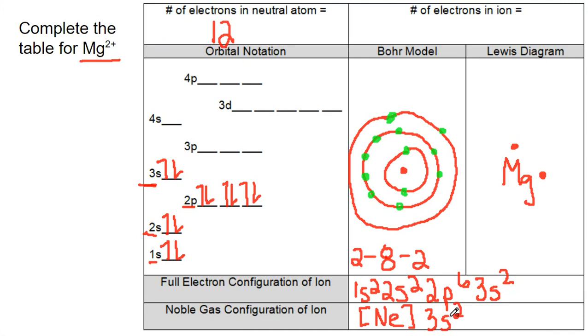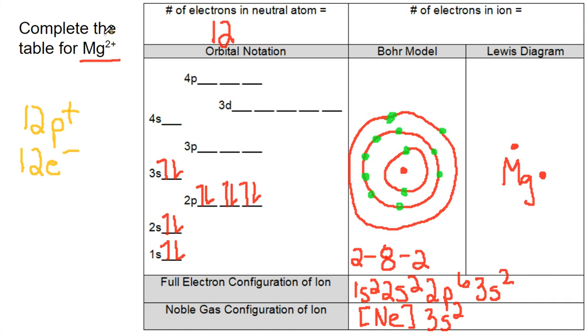Let's go ahead and modify this for the ion. And hopefully this will allow you to see how the configuration of an ion is related to the configuration of the neutral atom. Okay, so number of electrons in the ion. Okay, so magnesium originally has 12 protons and 12 electrons.